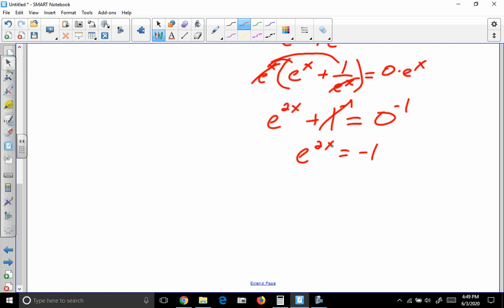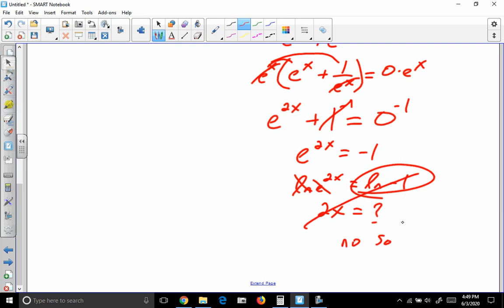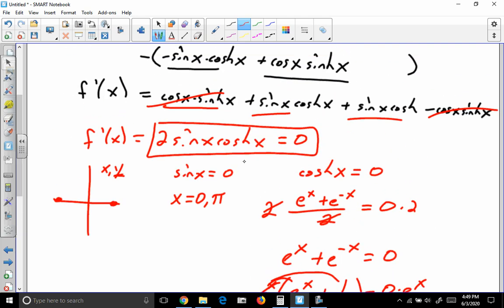Since our variable is in the exponent, remember we can take the natural log of each side. Natural log of e to a power cancels, so we get 2x equals natural log of negative 1. But remember, we can't take the log of negative numbers. So since we can't take the log of negative numbers, for that equation we tried to solve, there's no solution. Which means when we set hyperbolic cosine equal to 0, there are no critical points there. So our only critical points are at 0 and pi.